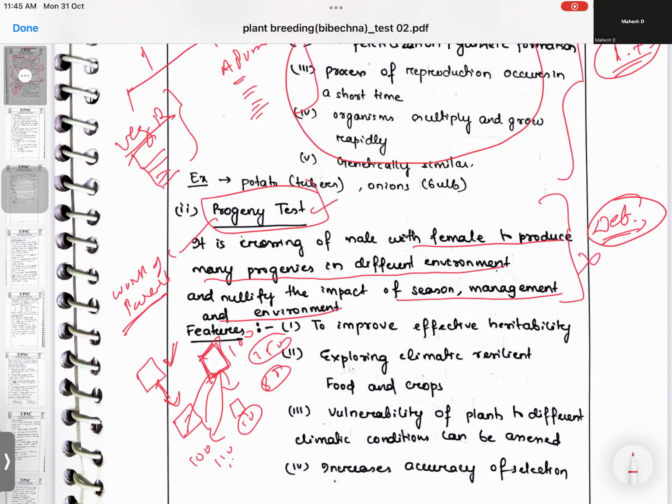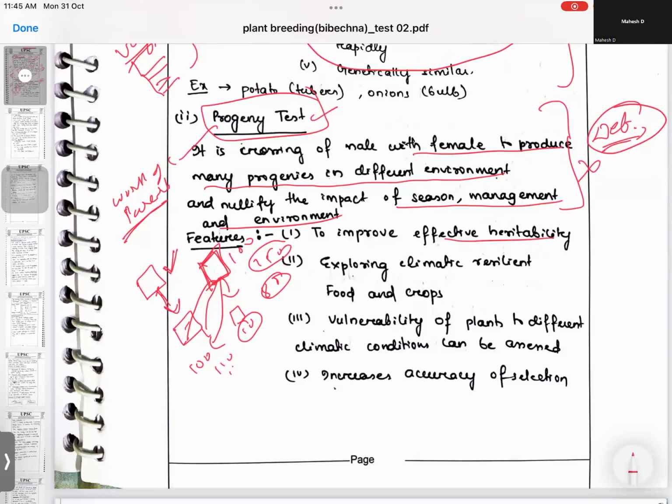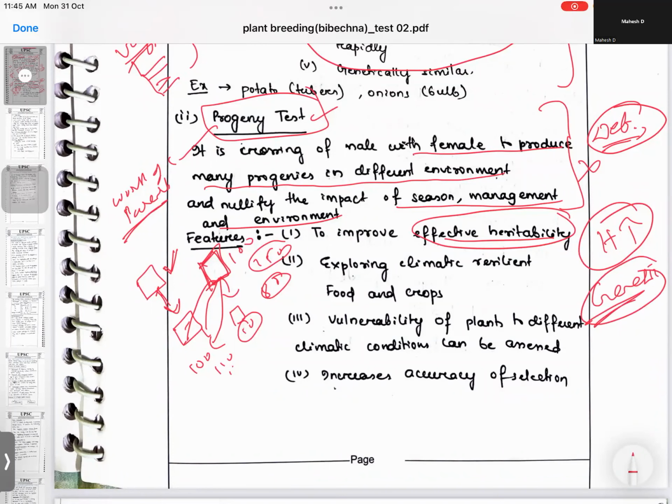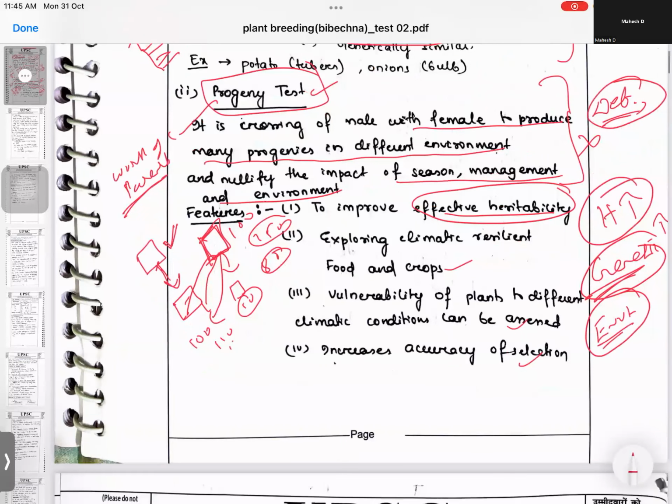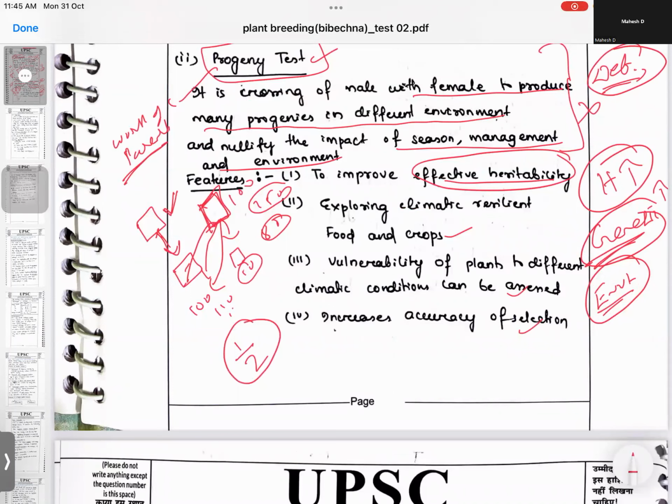This definition is wrong. To improve effectively, it is used to understand heritability and the genetic control. That point should be there. Increase accuracy of selection, of the plant; this is another important point. The genetic value is understood by progeny test, so it is not by environment. So that we can know by this. You will get half mark for this.